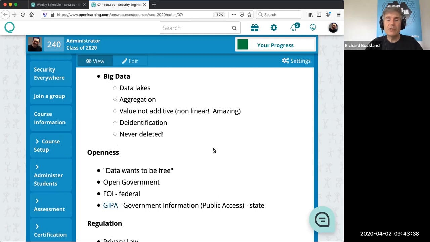All right. The second point to talk about is bigness. So when you collect data, it's a piece of data and it might not seem to be worth anything. The real value of data comes from, this is the equivalent of the network effect.